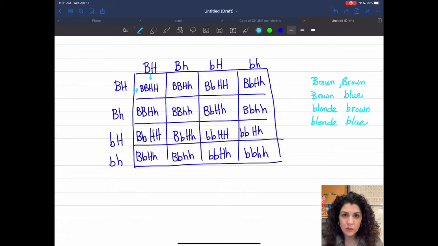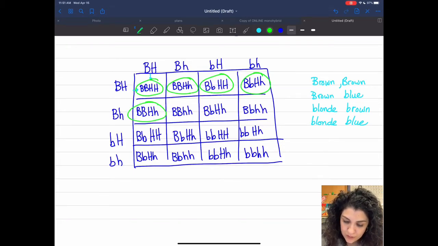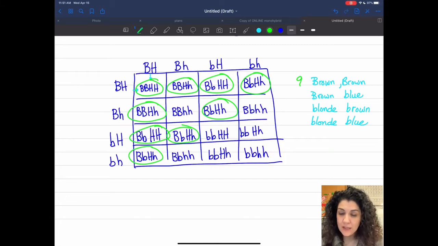So now it's up to me to look at that Punnett square and see how many. So how many here are going to be brown and brown? Brown, brown, brown, brown. That one's brown. So as long as I have a capital B and a capital H, that will be brown for both. And there's one more. So I have 9 brown hair, brown eyes. Now I have brown and blonde. So I need to have brown and blue.